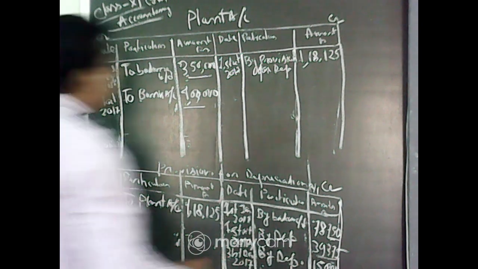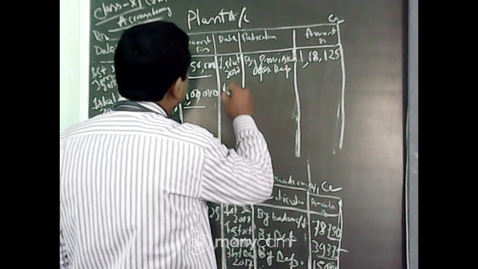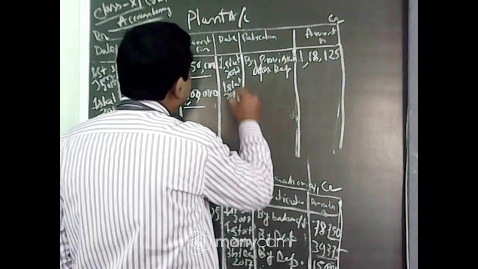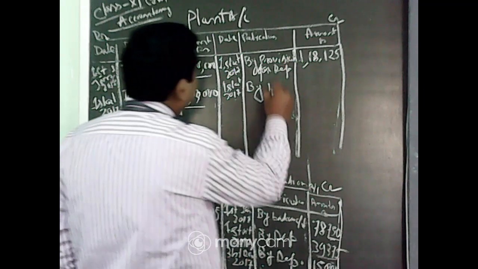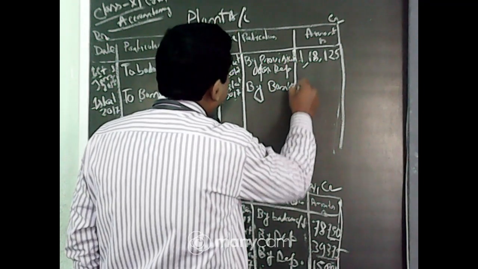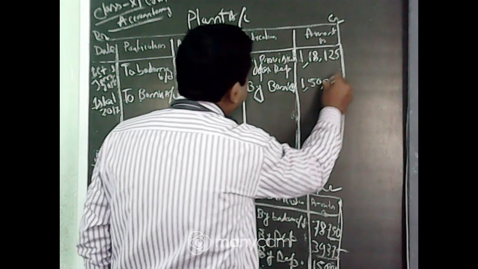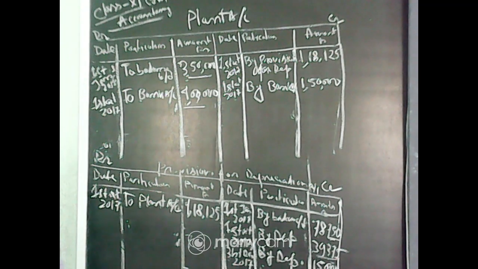Now what will be the sold value? That will also you have to make. That is 1st October 2017. Now sold value is by bank account debit to plant account. So by bank account in credit side of plant account, what is the value? 1,50,000. Then you have to find out whether there is any loss or profit.